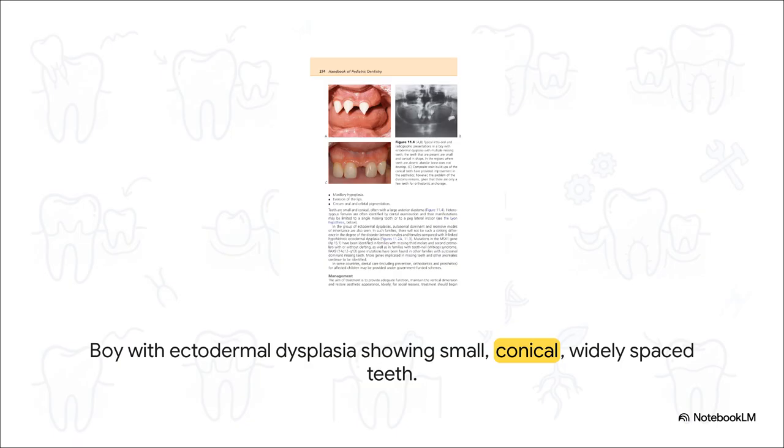The teeth that are present, they're small, they're conical, we call them peg-shaped, and you see these huge gaps, these diastemas between them. Also, critically, look at the gums. The bone, the alveolar ridge, it's thin and underdeveloped because there are no teeth to support. You need to burn this image into your brain.